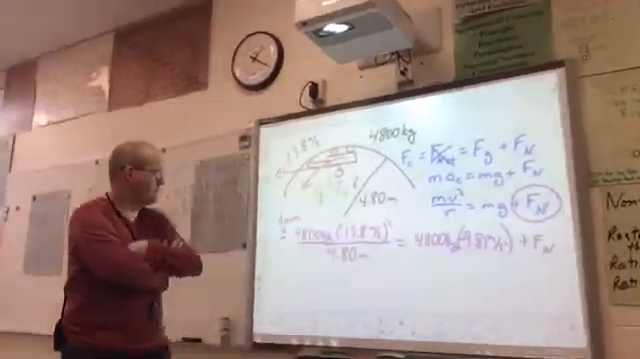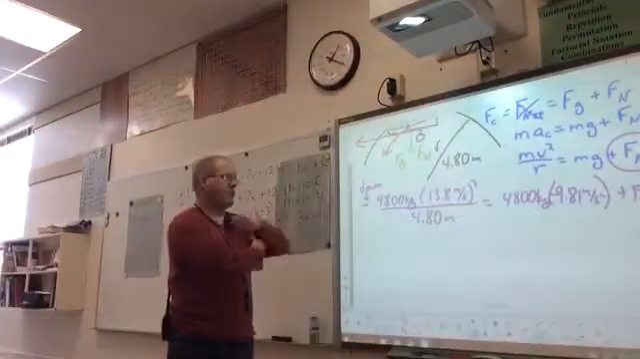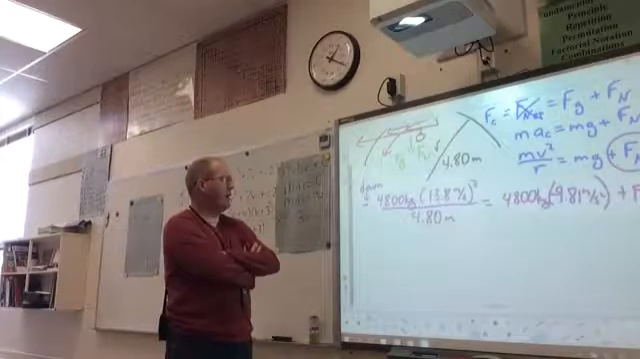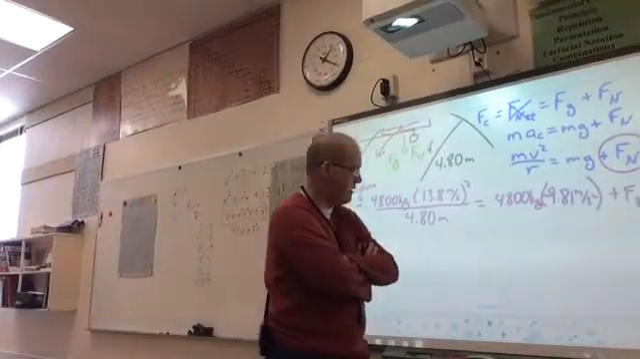So, everybody grab a calculator and help me out here. 4,800 times 13.8 squared divided by 4.8.